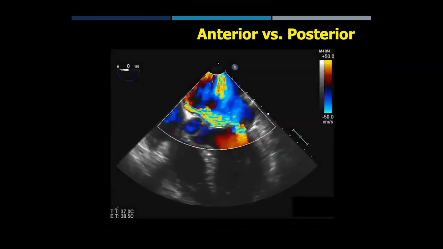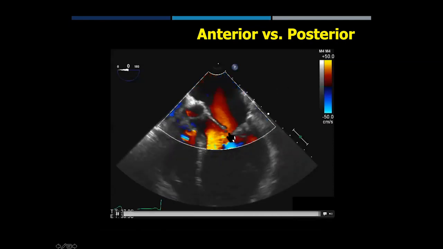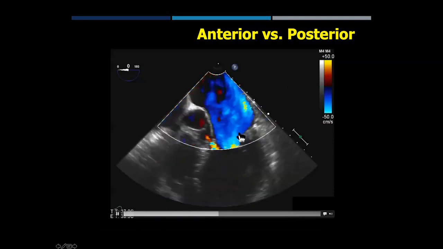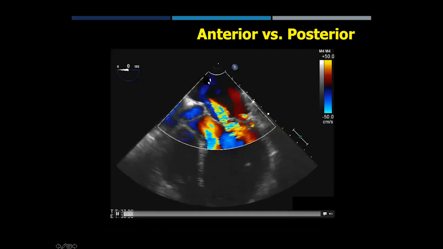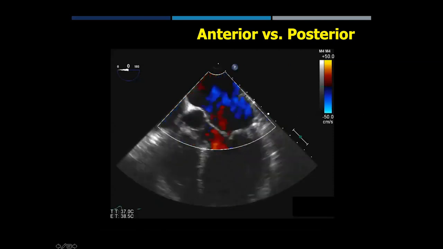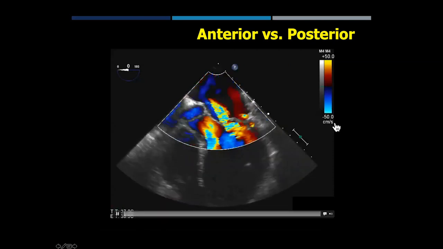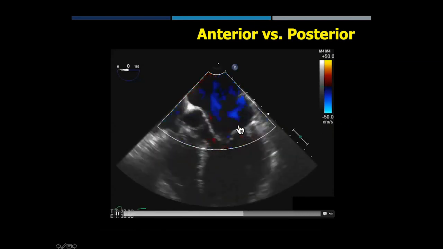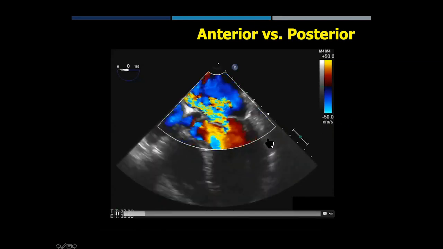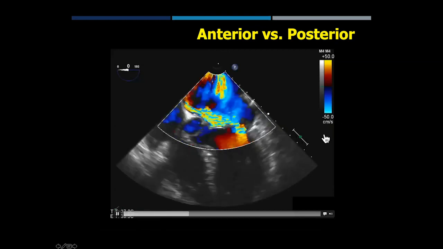Here you can see the regurgitation jet of the mitral regurgitation. And as a matter of fact, it is rolling around the left atrium. You actually see it on this side here too. So that's severe mitral regurgitation. Again, it is anteriorly directed, corresponding with the posterior prolapse.